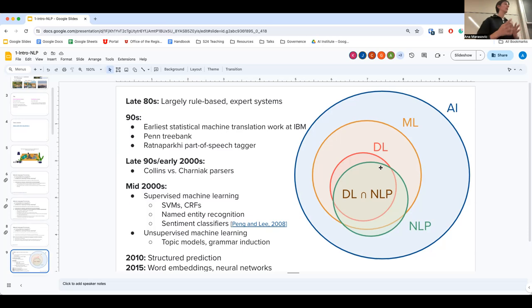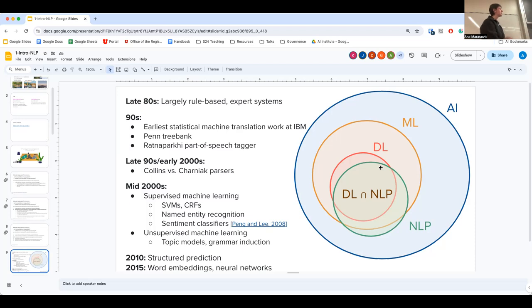You can have NLP that's using only rule-based systems. You can have NLP that has machine learning techniques, but not necessarily deep learning. Maybe you have a linear model that takes manual features. And then you have NLP that intersects with deep learning, with neural networks, and that's largely what we do today. But let's go over a little bit more history.